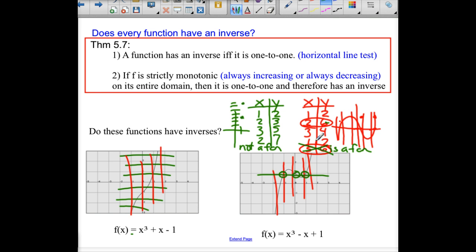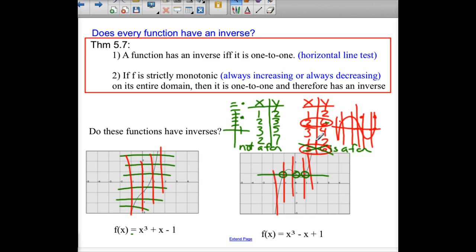Another way to tell if a function has an inverse is if f is strictly monotonic. That might be new vocabulary for you. Have you ever heard of that before? Okay, that's common in calculus, so make sure that you learn that vocabulary. If something's strictly monotonic, it means it's always increasing or always decreasing. If something is strictly monotonic, it means it's one-to-one.